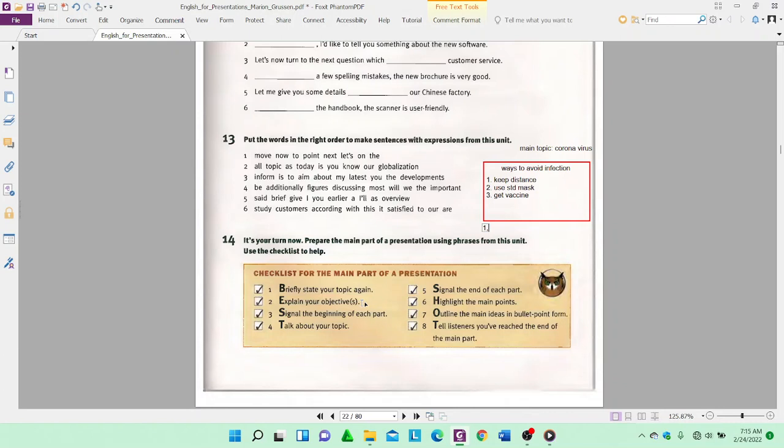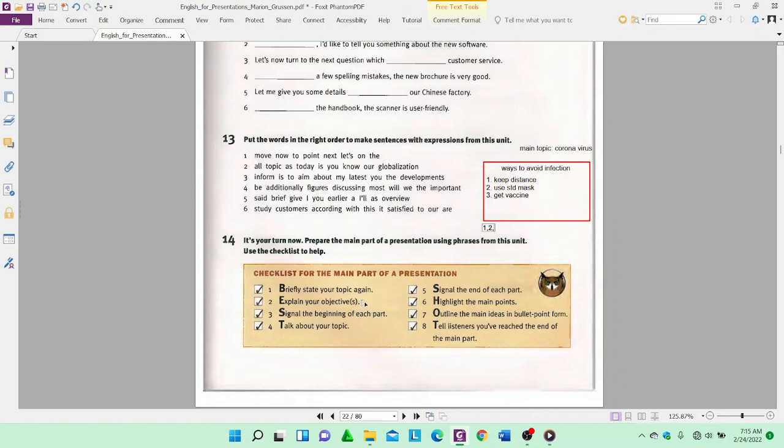Explain the objective. In this part of the presentation, or in this particular slide, I'm going to talk more about ways to avoid infections. In this particular slide, let's take a closer look at the ways to avoid infection. Bisa ya? Itu yang di sebelum-sebelumnya. Berarti kita pakai 2. Oke.